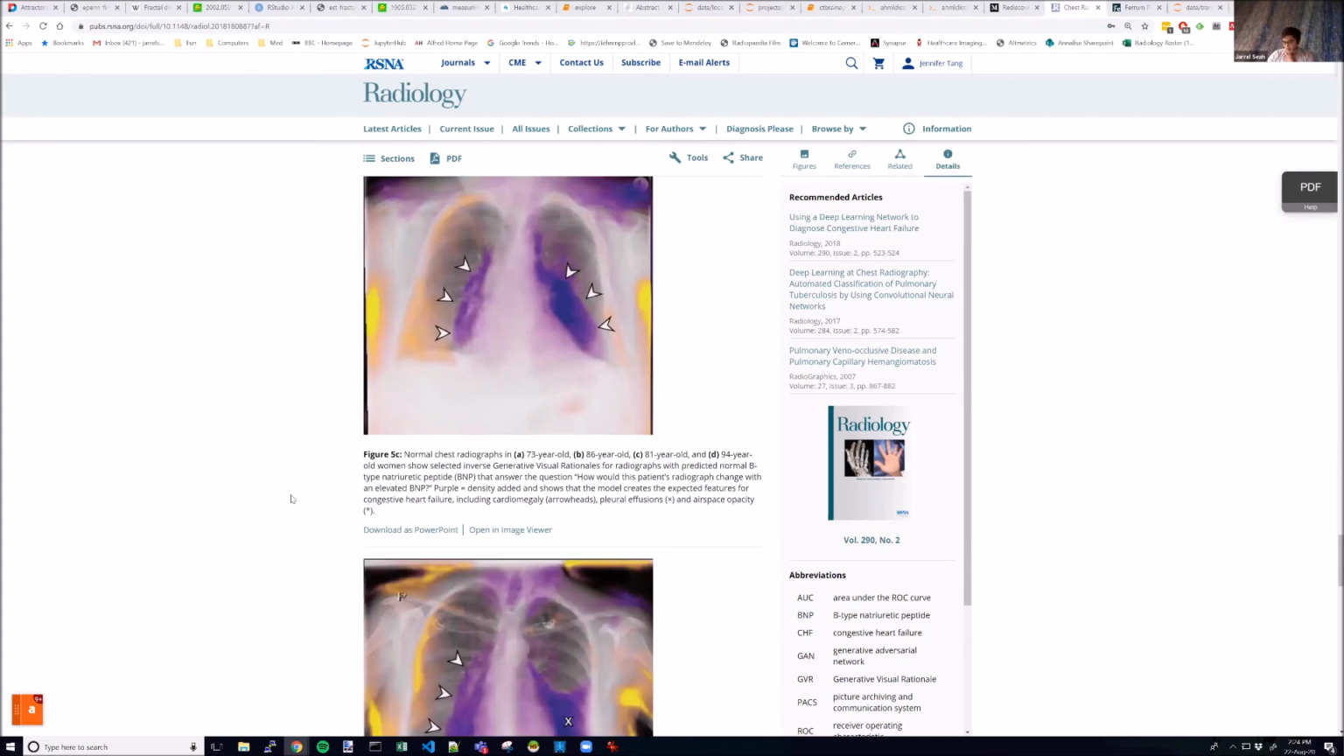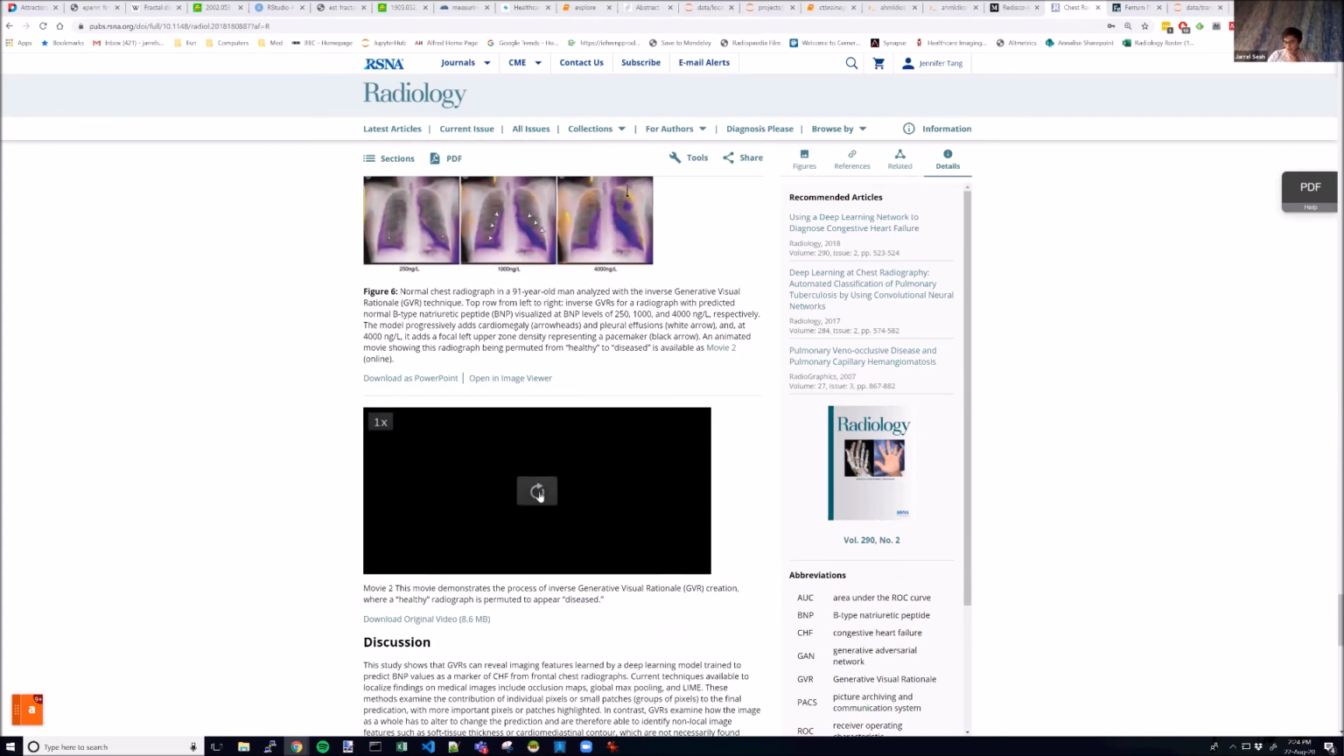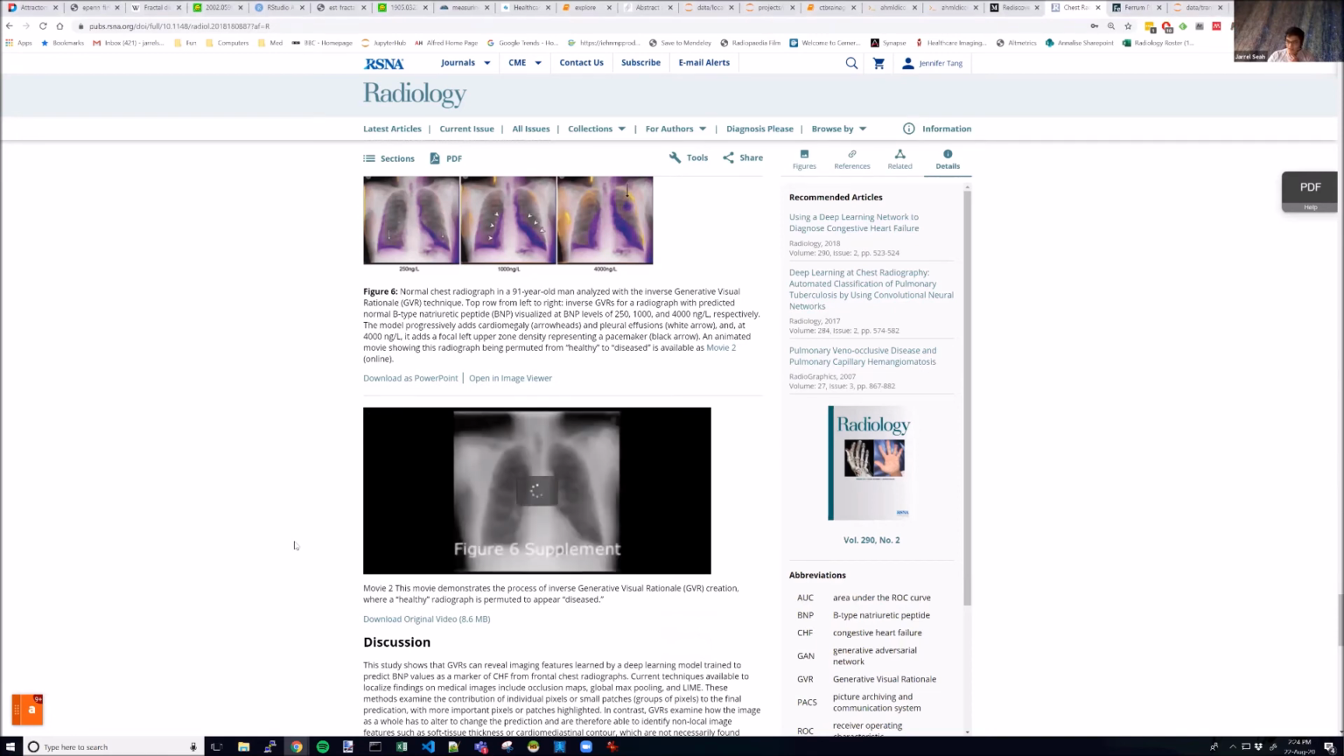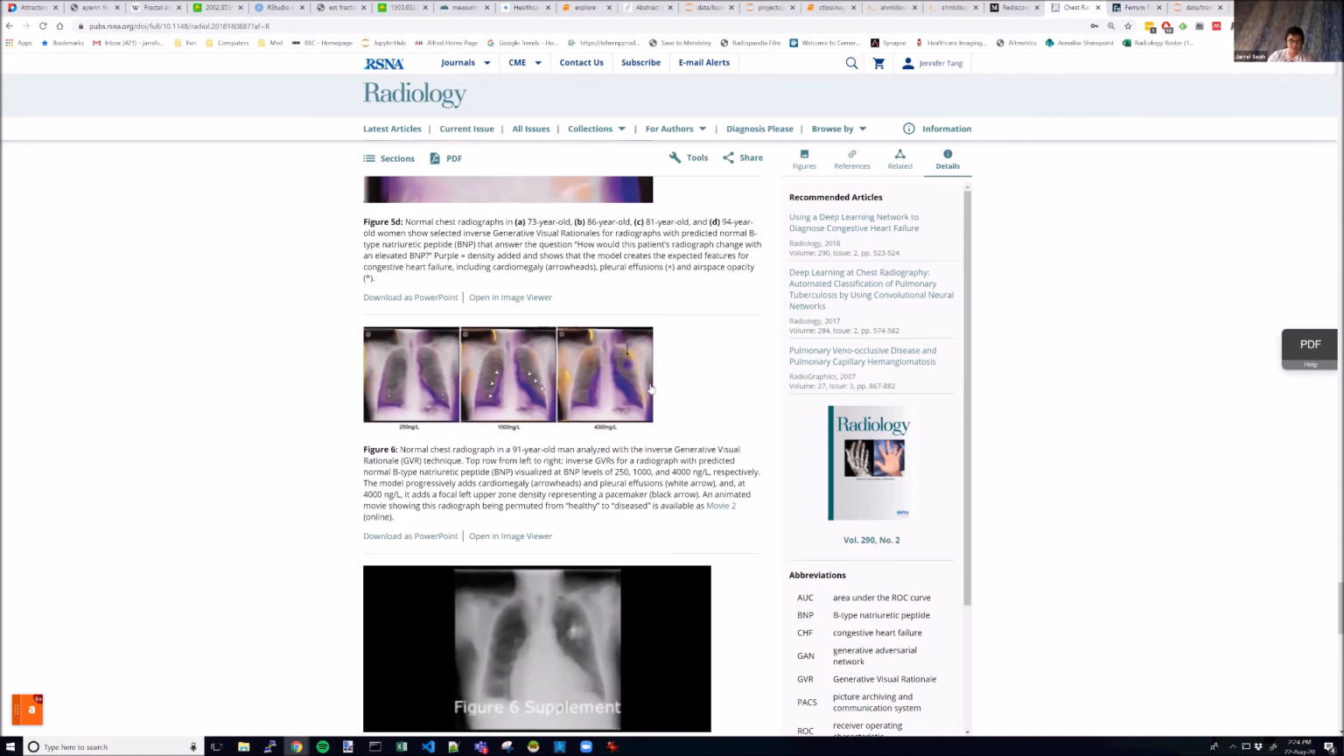You can say, if the patient doesn't have heart failure, what would they look like with heart failure? So far so good. It makes the heart bigger, and then it starts drawing in something up here, and basically it's drawing in a pacemaker, which makes sense, right? Because pacemakers are one of the treatments for heart failure.